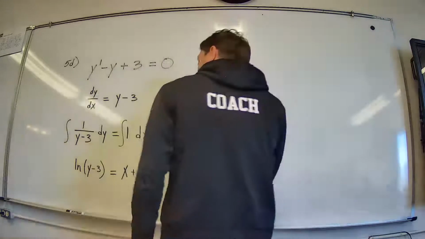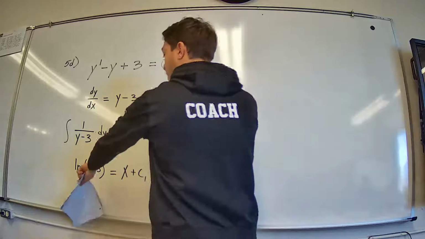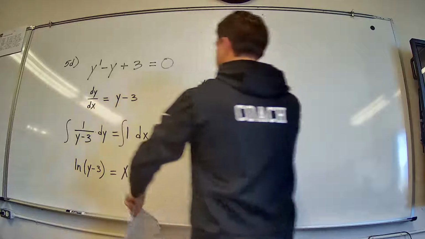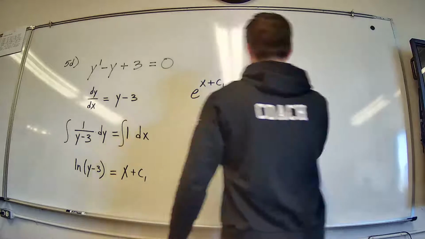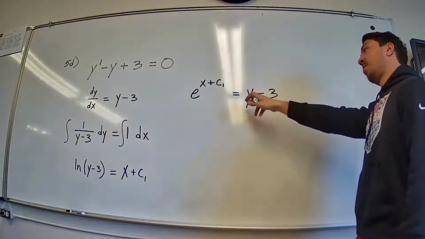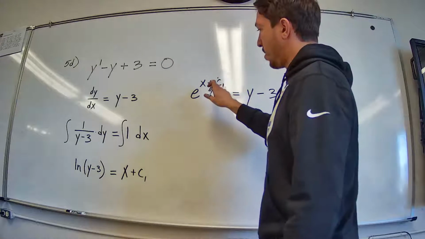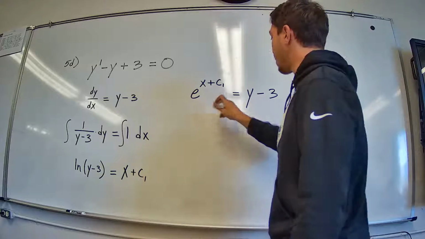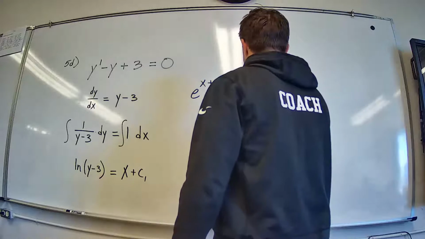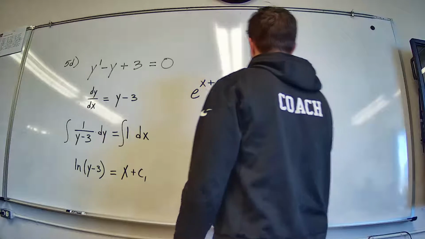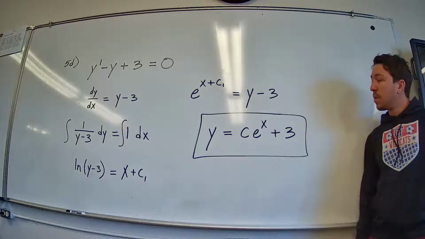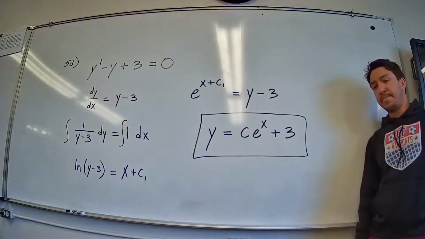So, rearrange. You can say you go e to this power. And hopefully you're thinking, I know what's going to happen with this guy. There's a subtle difference at the end here. Are we okay with that? Yep. So this is going to become c times e to the x, right? And so we end up with some constant times e to the x plus 3. There you go. That's lovely.